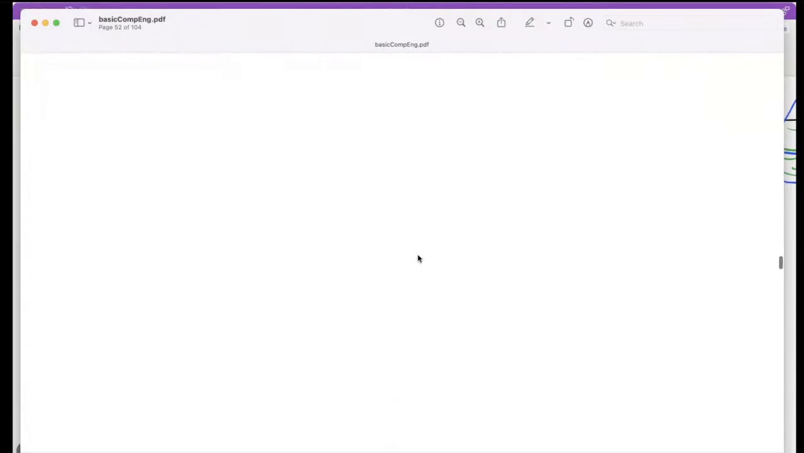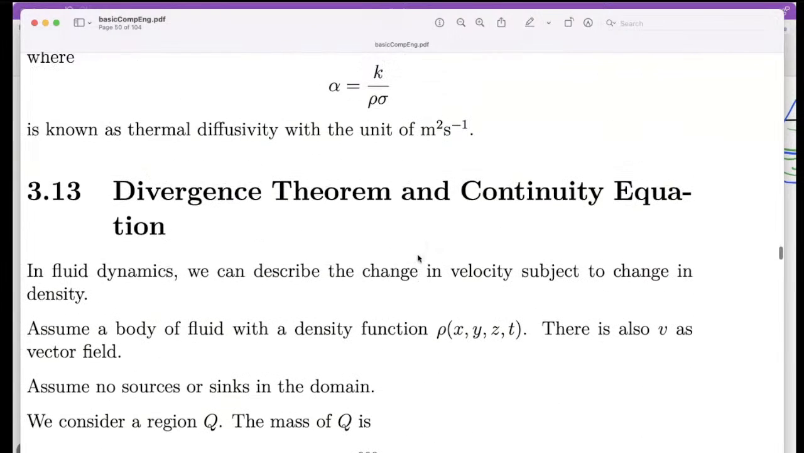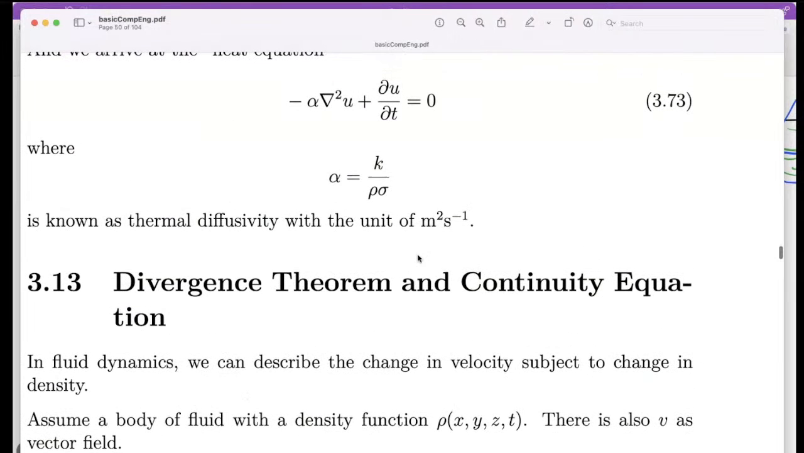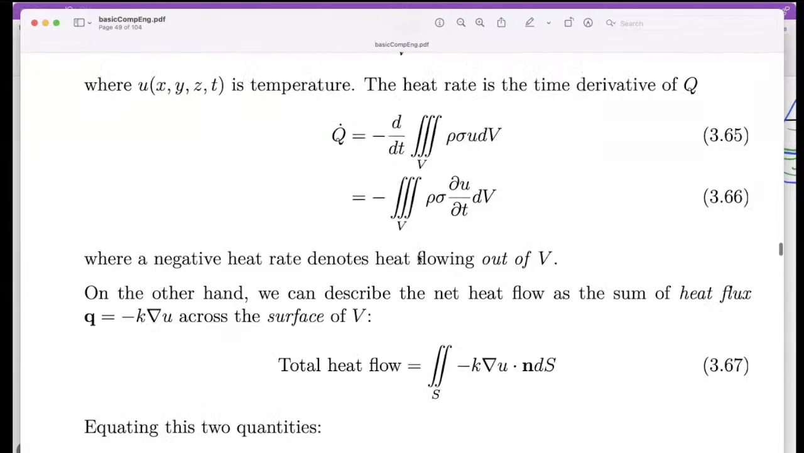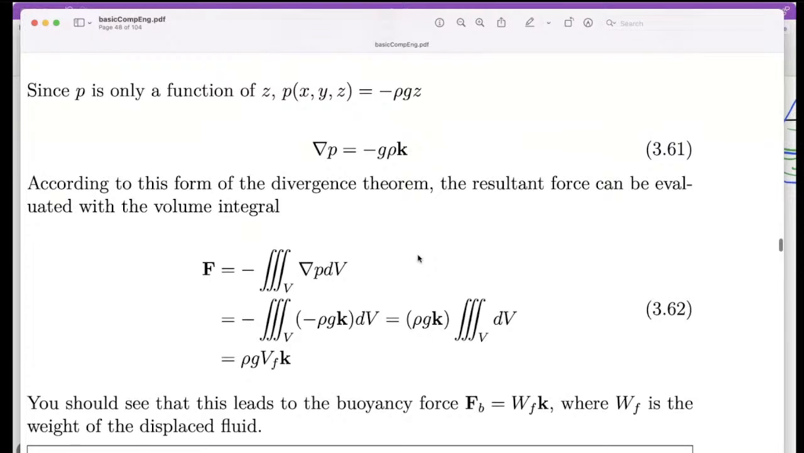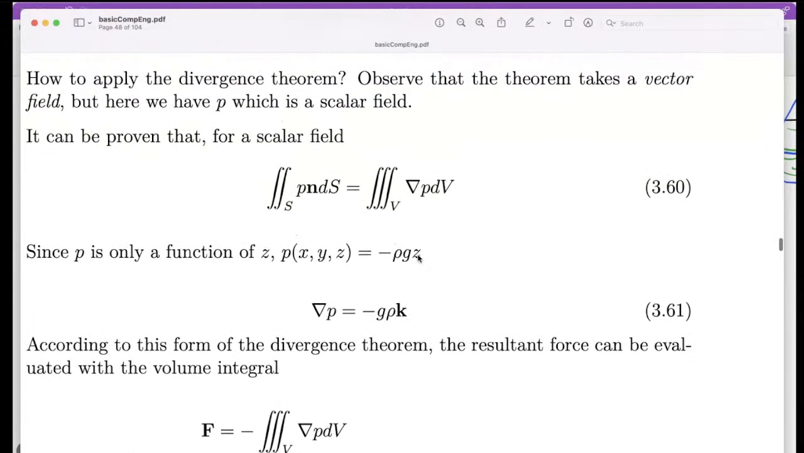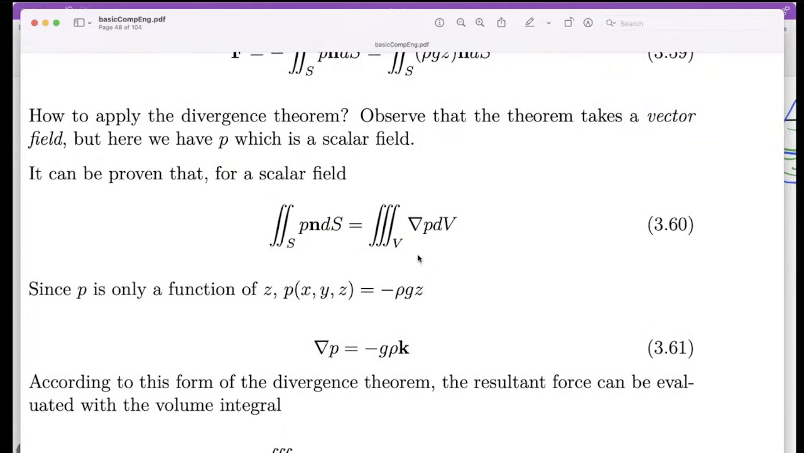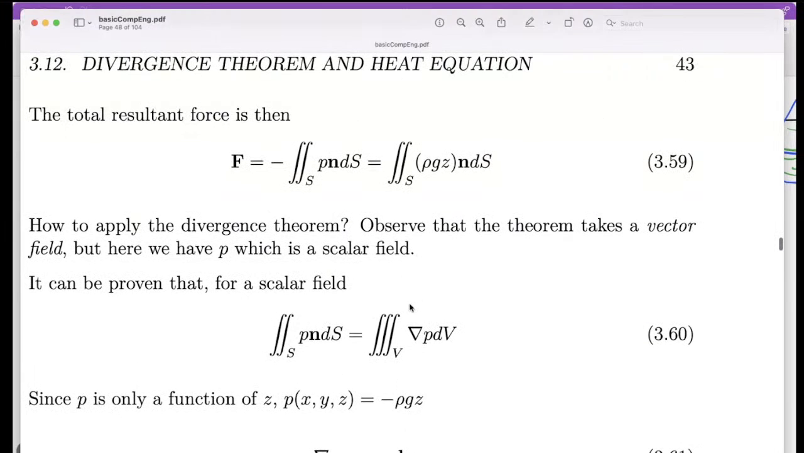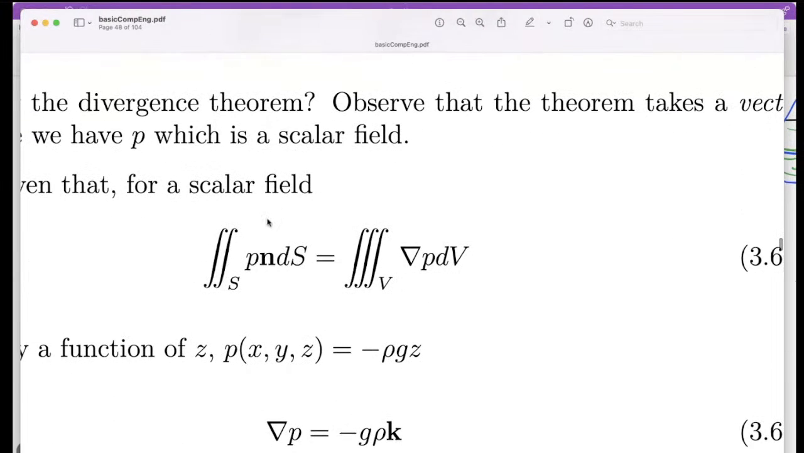Did I miss it somewhere? Continuity equation. This is the heat equation. So this is also the one thing that I want to emphasize. So I want to get this.